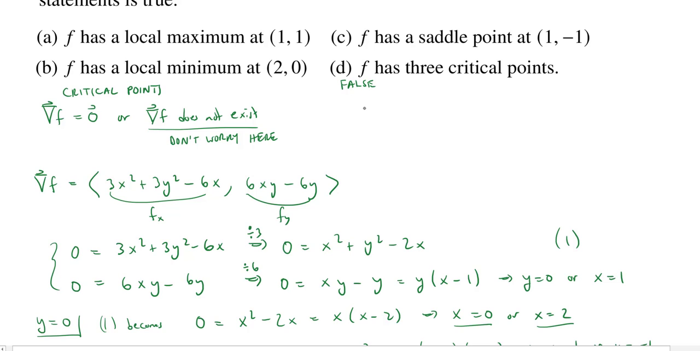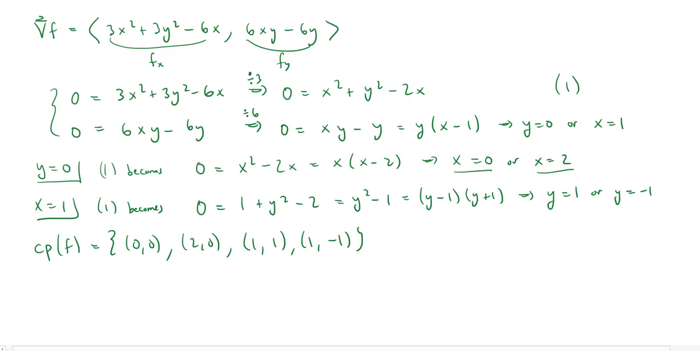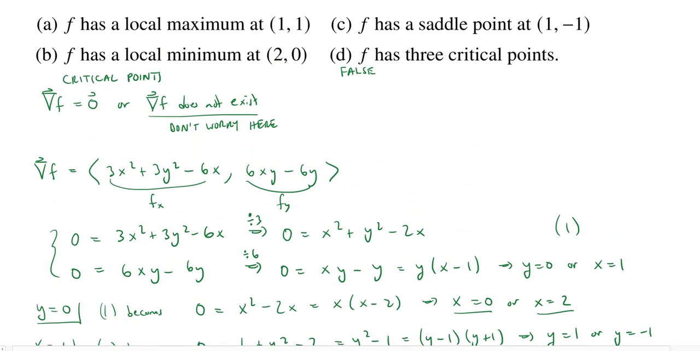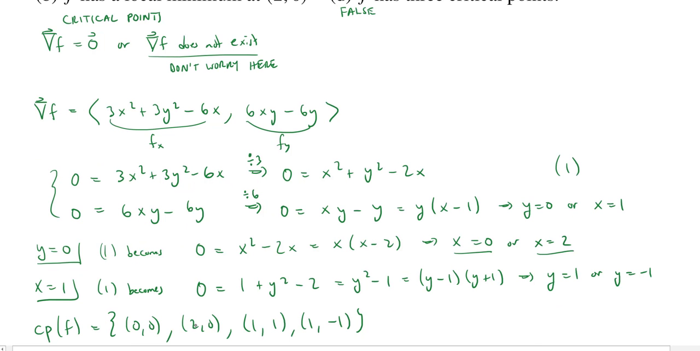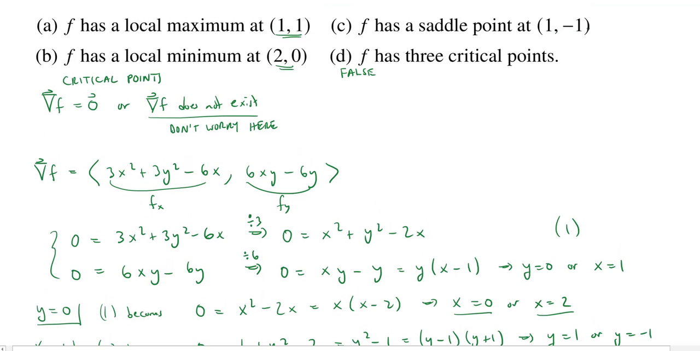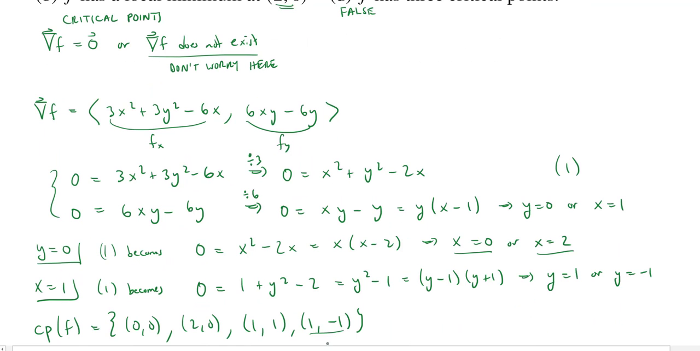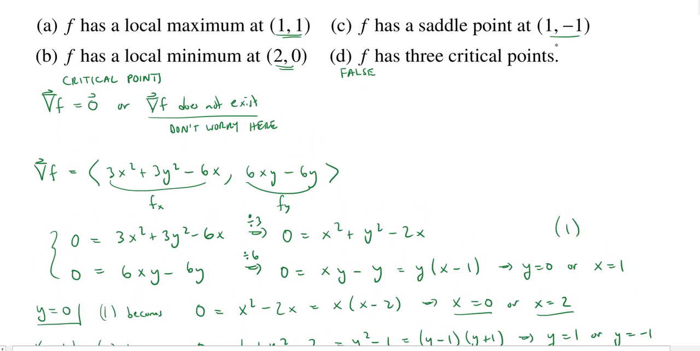Now, the rest of these are all asking whether or not we have things like a local max or a local min at points, and do these match up with what we have? So (1, 1), for example, hey, that was one of our critical points. So this is actually a legitimate thing to ask. (2, 0), was that in there? You betcha, there was (2, 0). Another legitimate thing to ask. How about (1, -1)? Hey, there's (1, -1). Absolutely. So all 3 of these are legitimate things to ask. We just need to actually check whether these things happen.